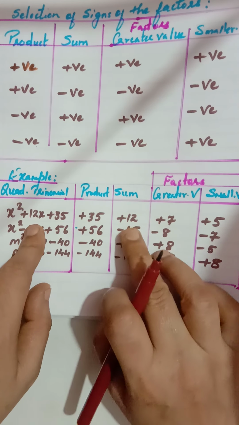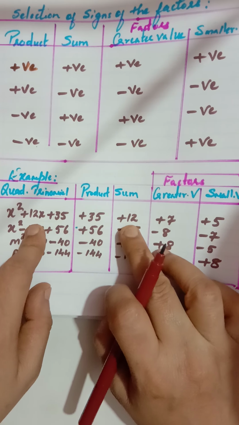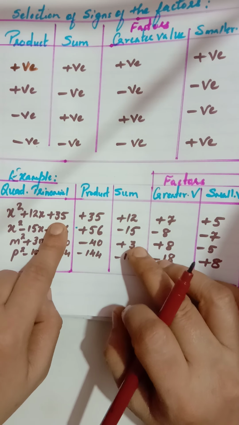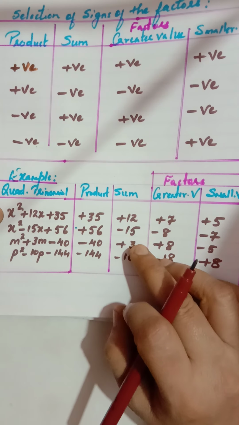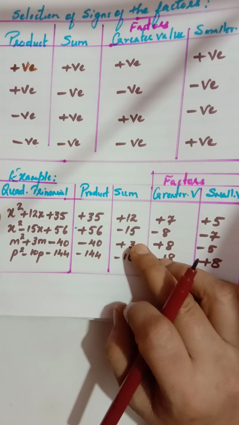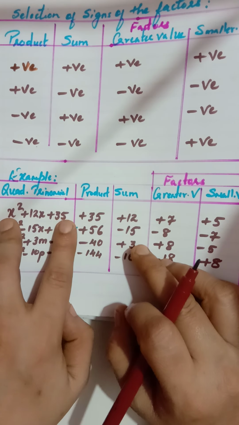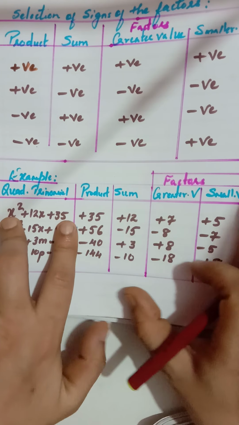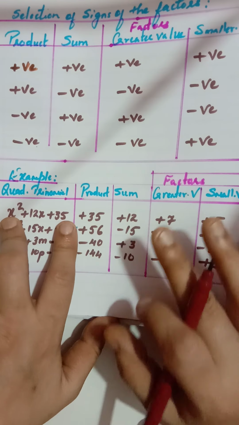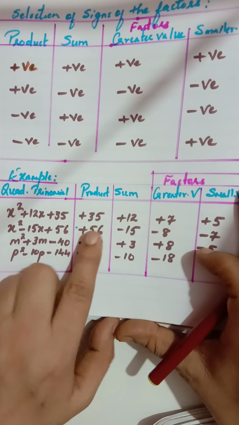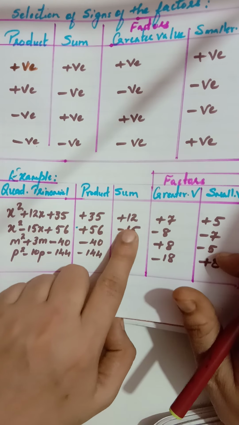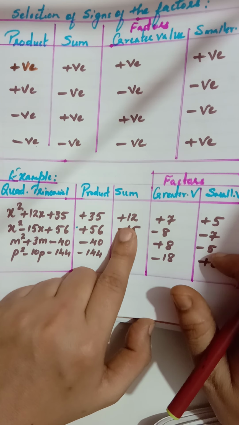So what is your sum? Plus 12. Product is 35, because the coefficient of x square is 1, so 1 into 35 is 35. That means first term into last term. Here we are not writing the variable because we can just put x and x, so there is no need for writing the variable. Now the product is 35, your sum is also plus 12, right?